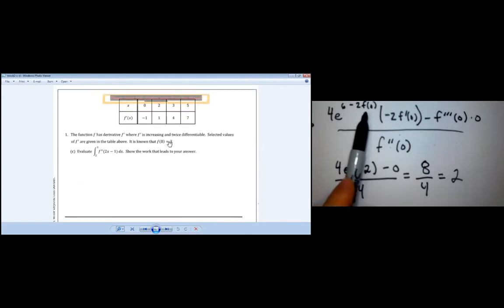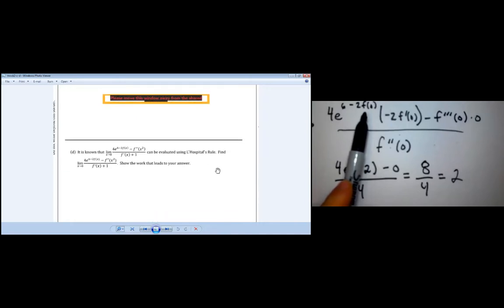Wait, how did you find the -2 f of x, I mean, when you plugged in 0, what was the value for f of 0? F of 0 is in the opening paragraph. F of 0 is 3. Okay. All good?